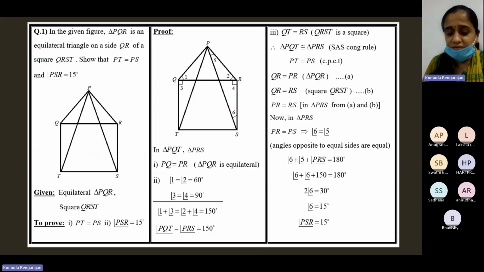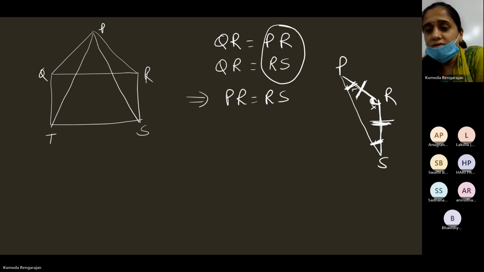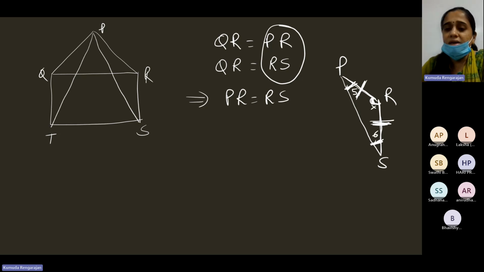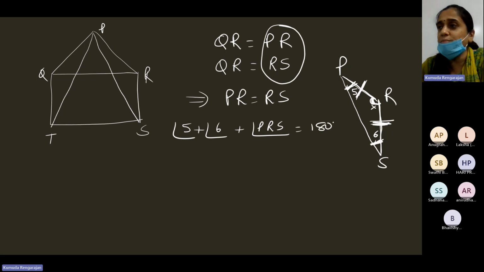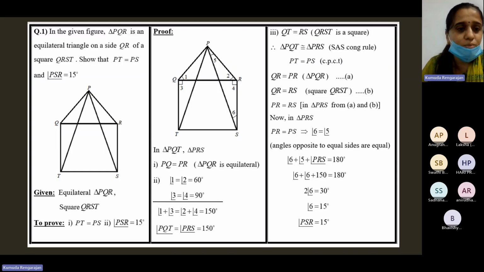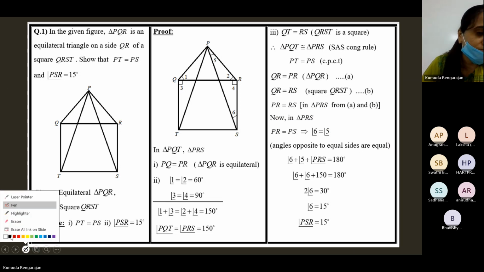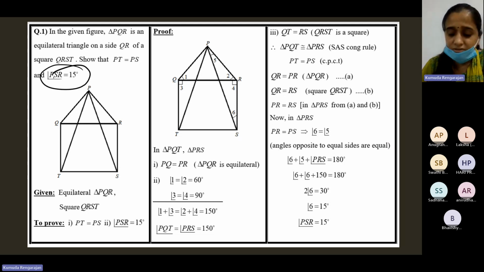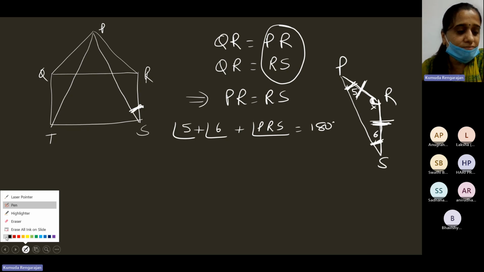Now I have numbered them 5 and 6. This one is 5 and this one is 6. So I write like this: angle 5 plus angle 6 plus angle PRS is equal to 180. Correct. But we have to find this angle PSR. We have to prove that PSR is 15 degrees.